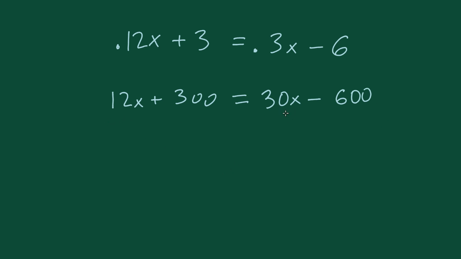Subtract 12x from both sides, we would get 18x here. Okay, that cancels out. Add 600 to both sides. This cancels out. We get 900. And then if we divide both sides by 18, that would be, let's see, 18, 36, 54, 72, 90. That would be 50 for x.